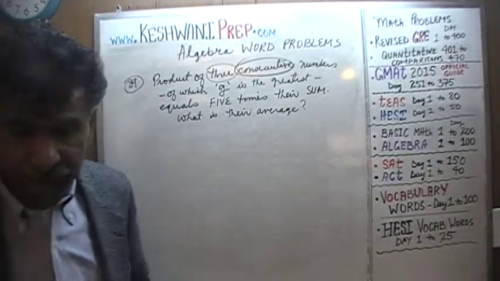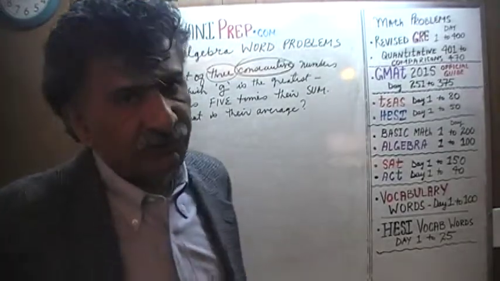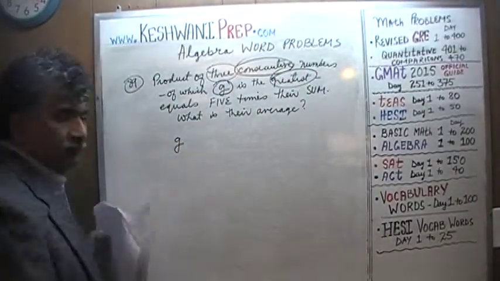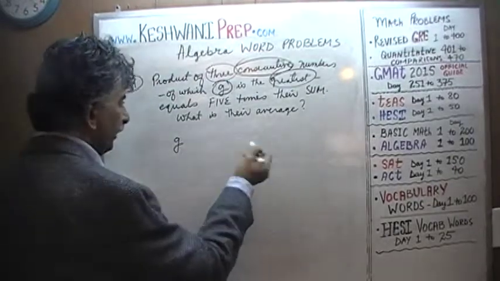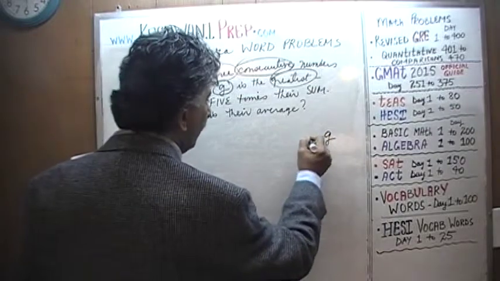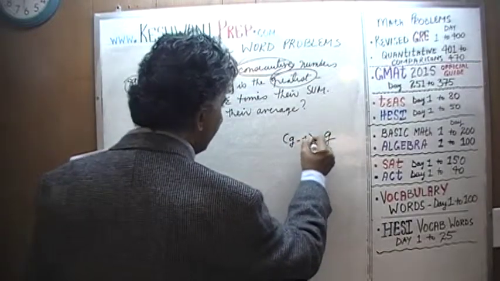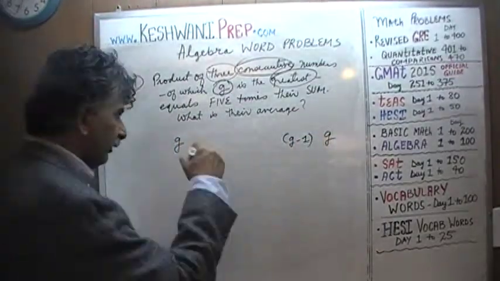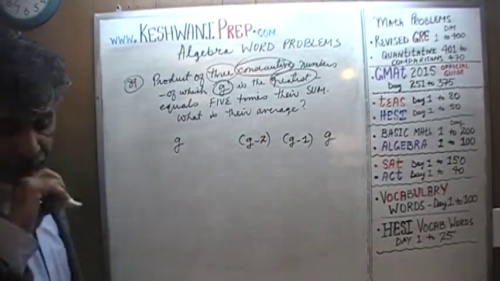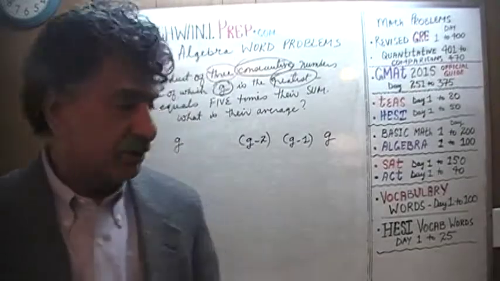So first things first, we have to represent the three consecutive numbers such that G is the biggest one. If G is the greatest one, then the one before that must be G minus 1, because they're consecutive numbers. And the one before that has got to be G minus 2. So these are the three numbers represented in terms of the greatest number G.